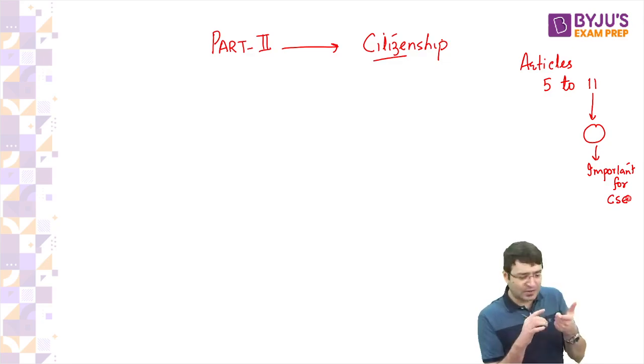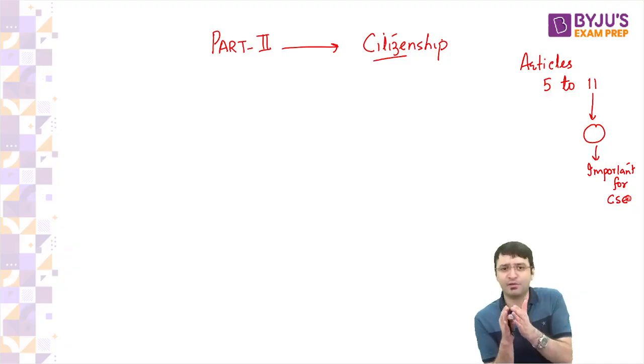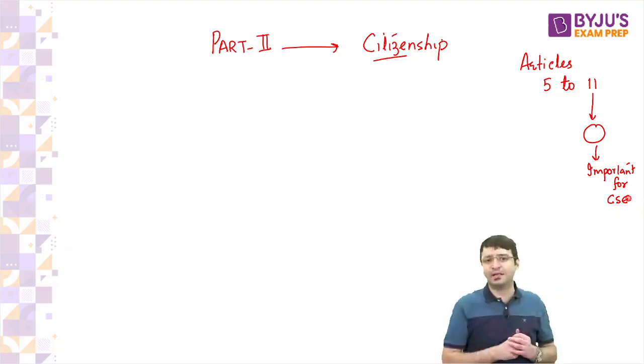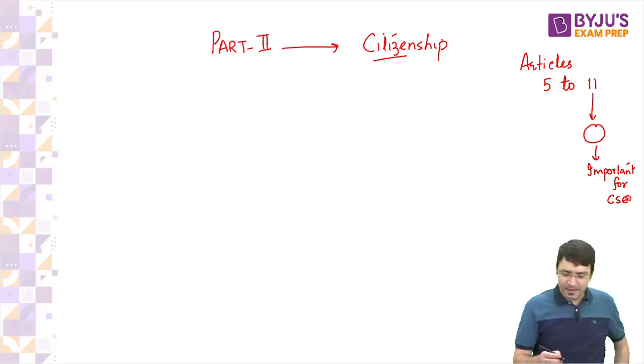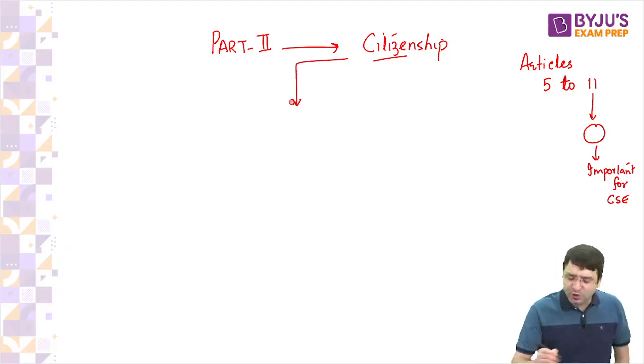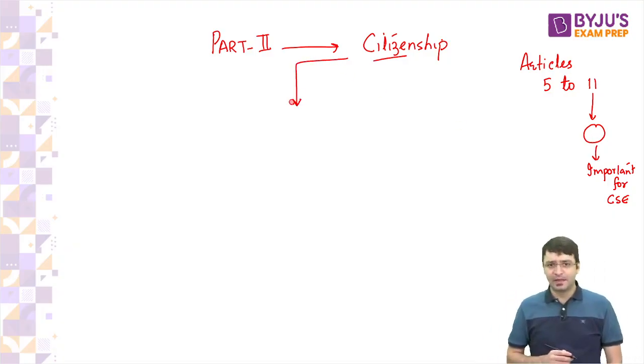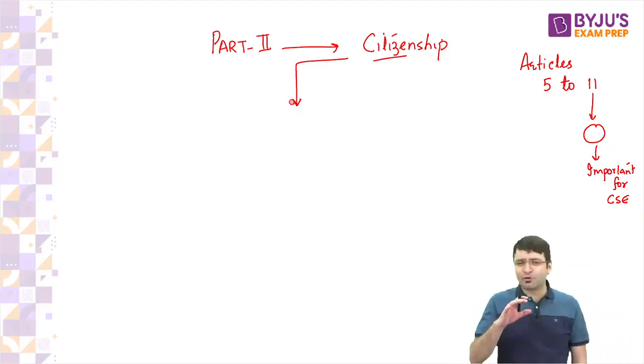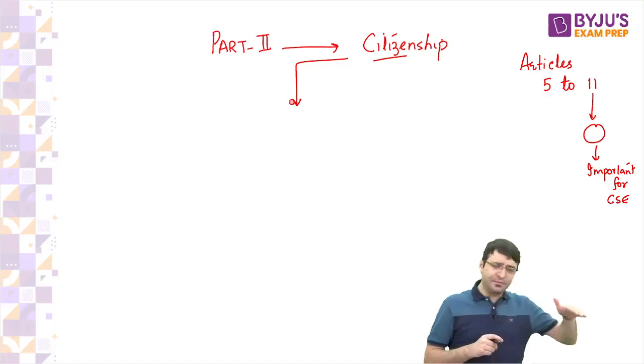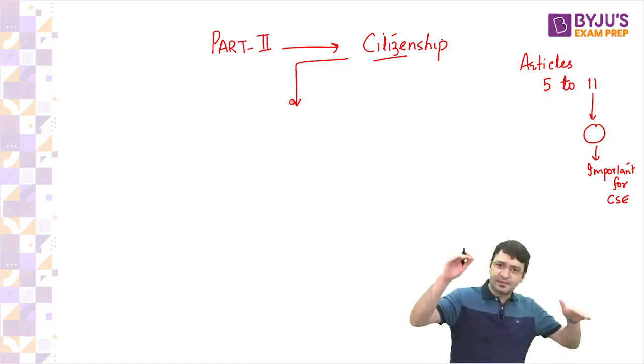Then we will look at what NRC is, what NPR, the National Population Register, is, and what the difference is between a person of Indian origin, an overseas citizen of India, and a non-resident Indian, NRI. All this will be covered in this chapter on citizenship. But first up, what do we mean by citizenship? Citizenship is like a romance between individuals and their state.